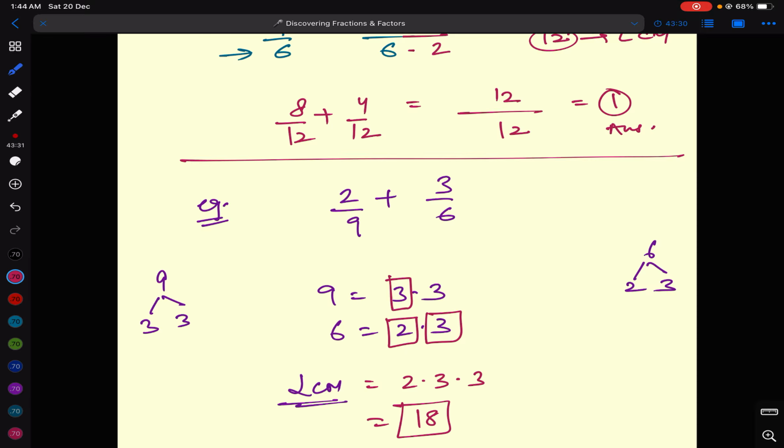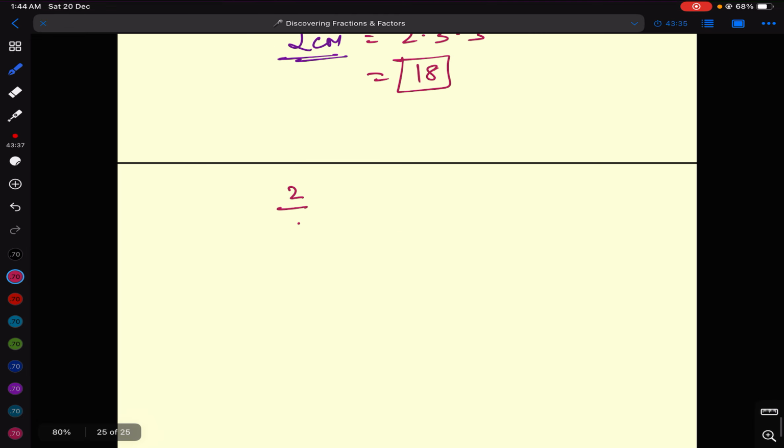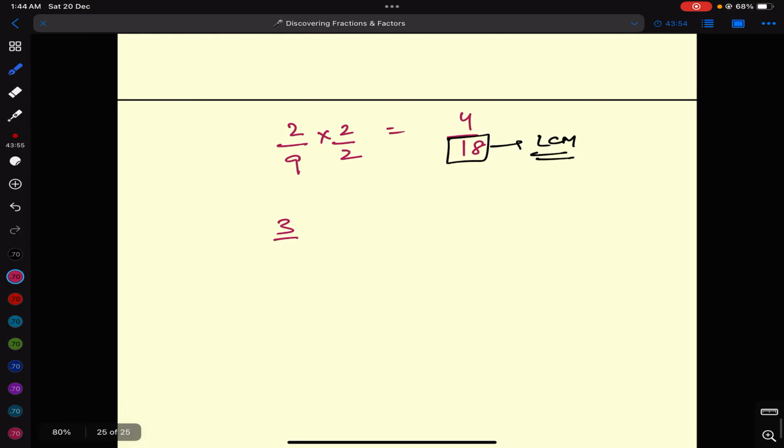18. Now, for the two fractions, the first one is 2 over 9. We don't have the LCM in the denominator, so we multiply and divide by 2. This gives you 4 over 18. Now you see that we get the LCM in the denominator, right? Similarly, for the next one, which is 3 over 6, we don't have the LCM in the denominator, so we multiply and divide by 3 so that we get 18 in the denominator. So this is 9 over 18. Now this becomes the LCM, right? Now you can add them.